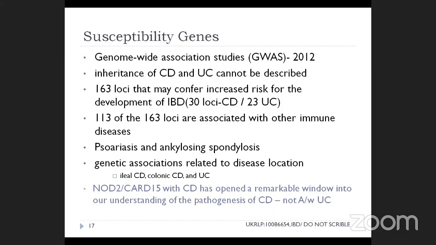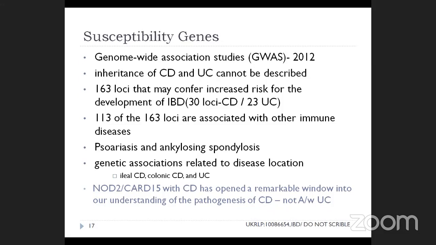And that's why we could see plenty of people with IBD or Crohn's disease with ankylosing spondylitis and sacroiliitis. And the genetic associations are related to disease locations, more commonly ileal Crohn's disease, colonic Crohn's disease, and ulcerative colitis. The most important gene which they have identified is NOD2 (CARD15), which is associated with CD or Crohn's disease, and this gene has not been associated with ulcerative colitis.